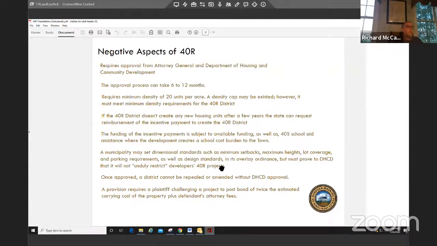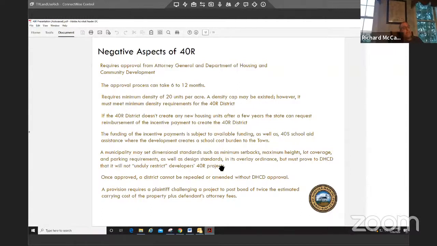Again, it depends how you look at this next one. It could be a negative or a positive. Setting all those parameters that Kevin had mentioned ahead of time, but also those parameters can unduly restrict the development. So you have this second set of eyes to look at what the town is considering for standards and whether it meets the spirit and intent of the program.